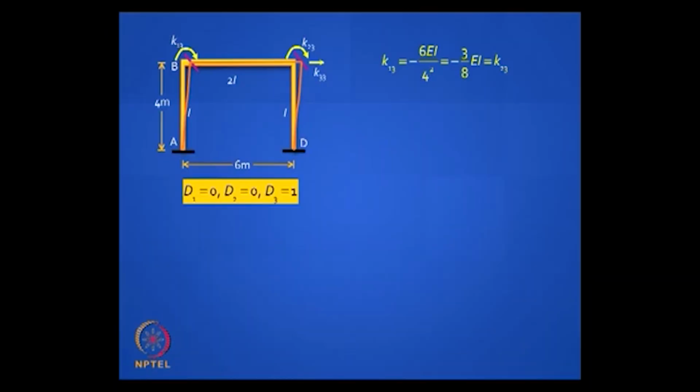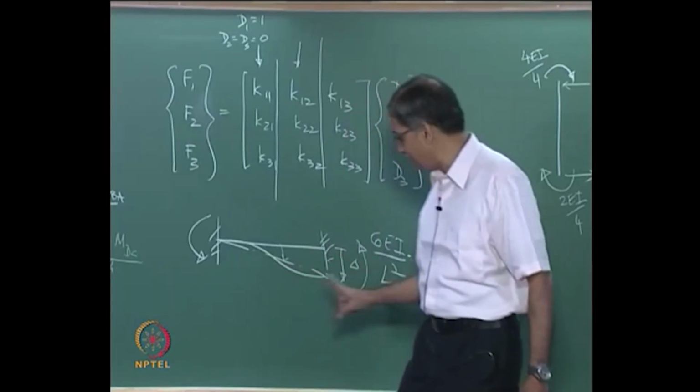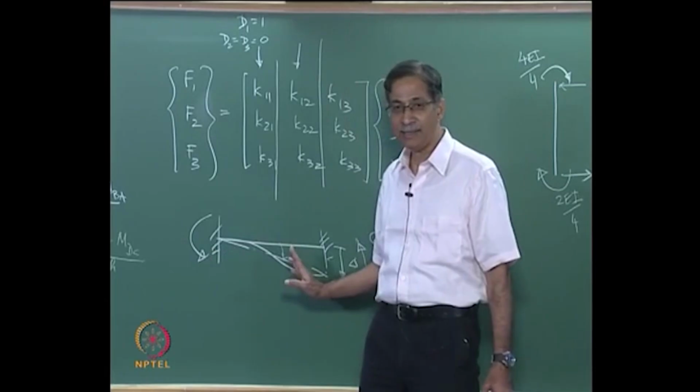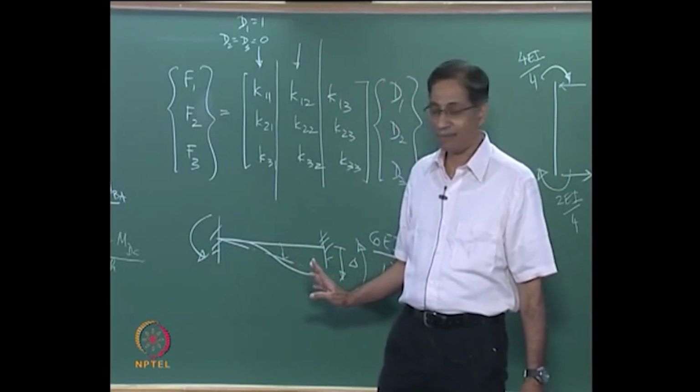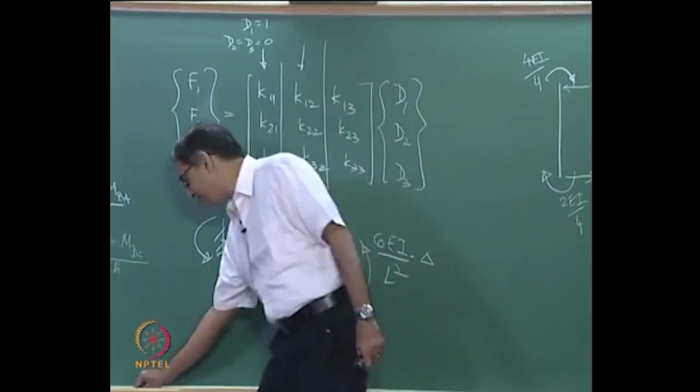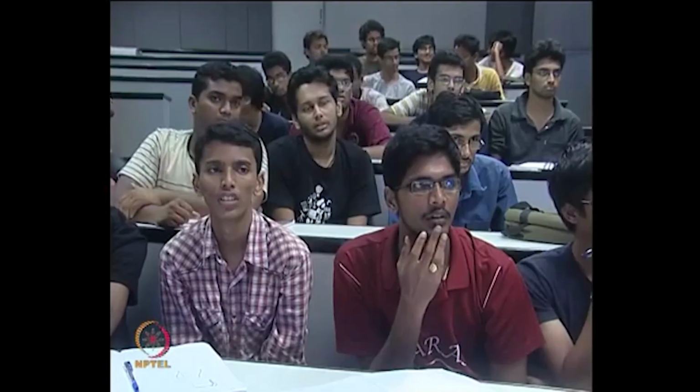How much will it be? So what are the shears you get here? This is 6 EI by L squared, this is 6 EI by L squared. The shear will be? What will, tell me the value. 3 delta by L cube. 3 I delta by.